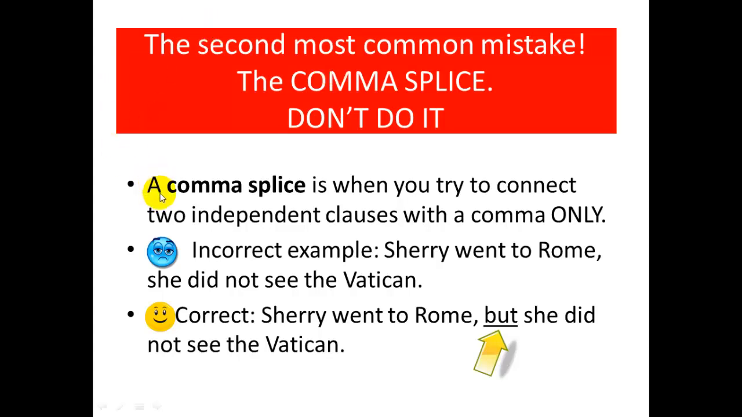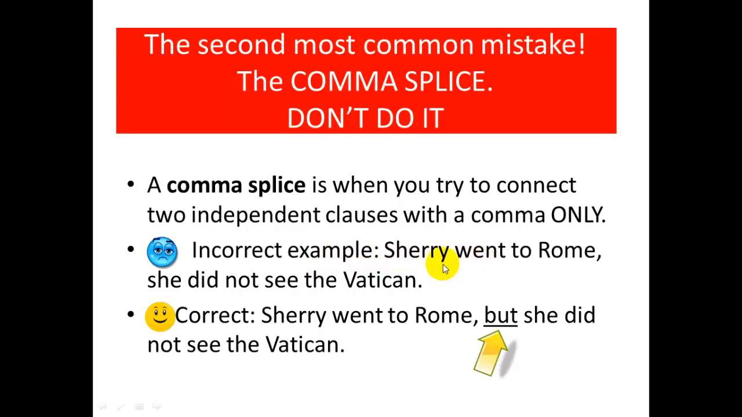Okay. Again, a comma splice is when you try to connect 2 independent clauses with a comma only. Here's an example of what I'm talking about. Sherry went to Rome. She did not see the Vatican. I cannot tell you how common this type of mistake is. I've been teaching for 25 years, and even after the lessons and after practice, students still do this. So even if you think you don't make this mistake, I can guarantee that you probably do.